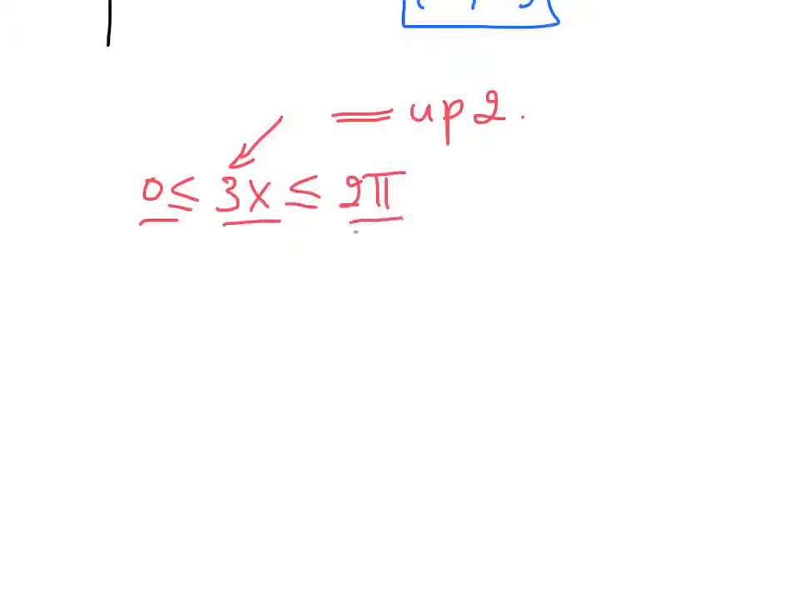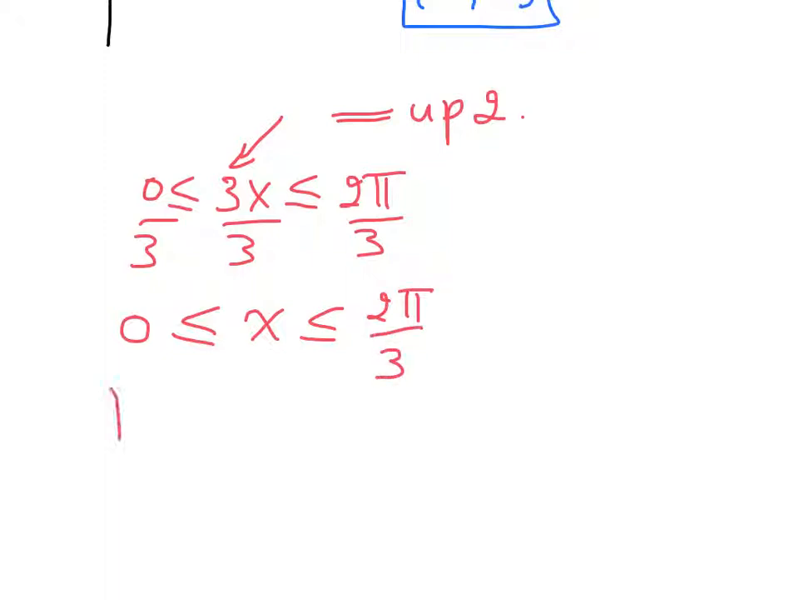Part C. The +2 tells you to go up by 2. This is going to give us the period that's going to go between 0 and 2 pi. To solve for x, we're going to divide by 3. And so this period is going to go from 0 all the way to 2 pi over 3. The length of this period from here to here is only 2 pi over 3. It's the distance from 0 to 2 pi over 3.